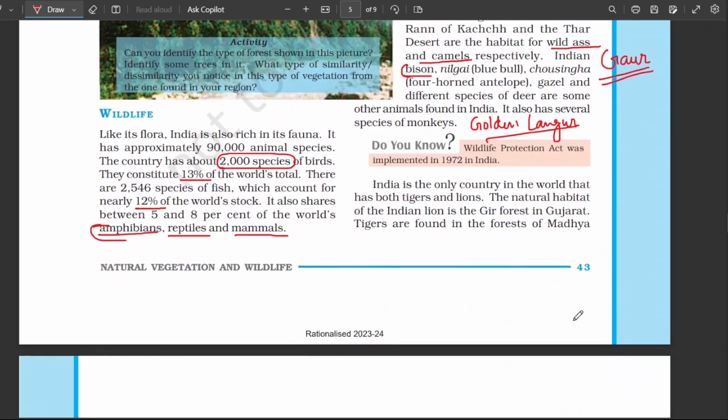Golden langur. Wildlife Protection Act was implemented in 1972. In which context it was brought, you can search, and there are several schedules in this act. Try to find out how many schedules are there and which kind of species are in the schedules. So, and schedules are for what purpose? For example, most of the schedules are as a protective category, that you cannot hunt these animals. But there is one schedule where hunting is permitted for some animals.